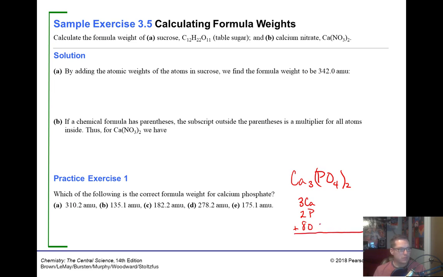So for calcium, look at the periodic table. Calcium is 40.08. Now remember, I'm using one off the internet, which I think is slightly different than the ones we use in class, just in a couple of hundredths places.